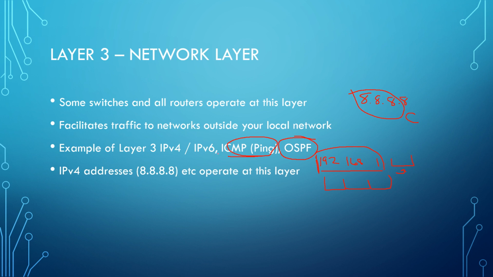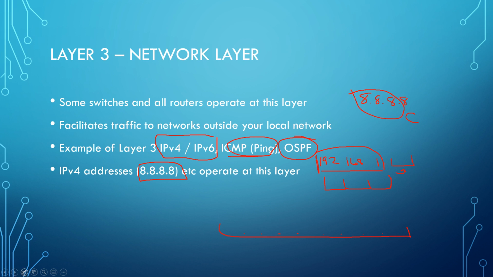This operates at the layer 3 level. IPv4 and IPv6, Internet Protocol version 4 and Internet Protocol version 6, all operate at the layer 3 level. So this is an example of an IPv4 address, and IPv6, we'll cover that a little bit later on, is a much longer address with a whole bunch of letters and numbers that you're going to have to learn what they mean. So we'll cover that later on in the more advanced topics.